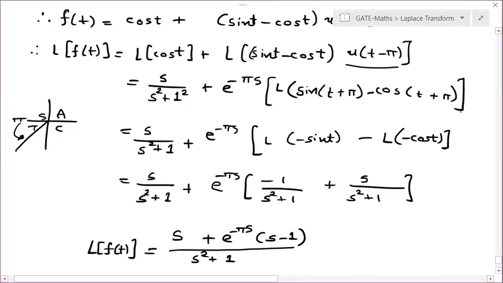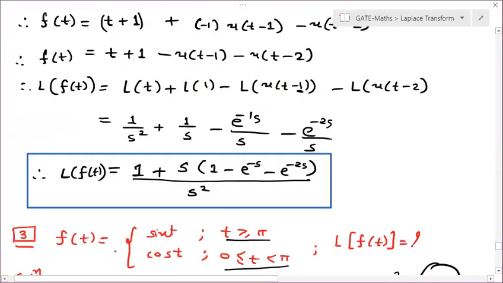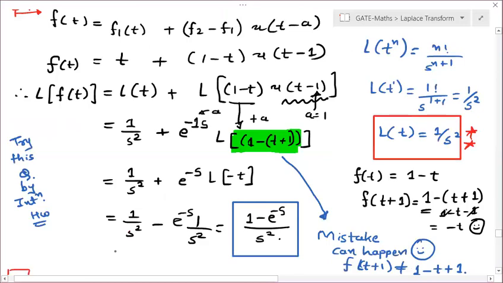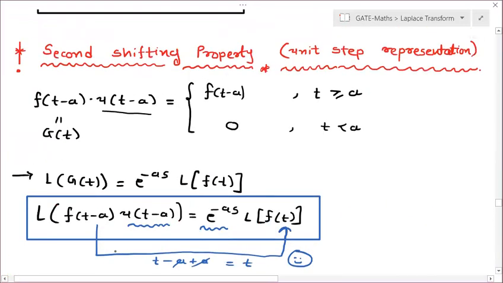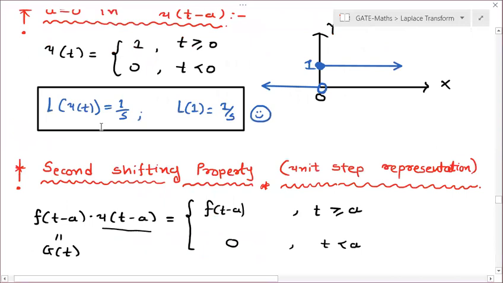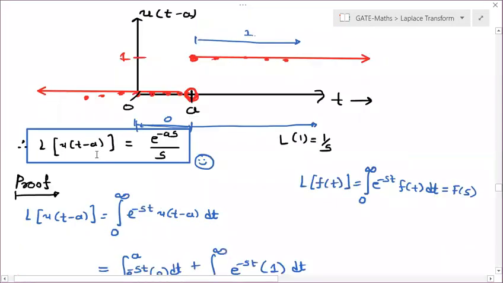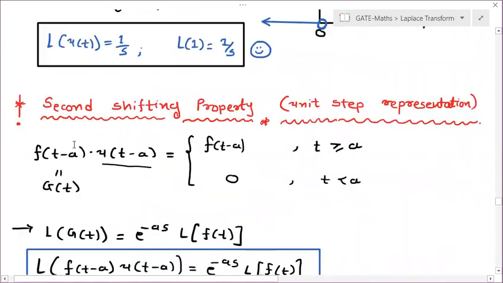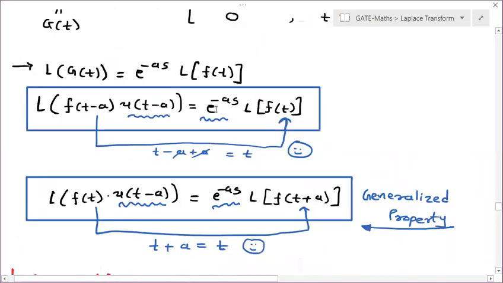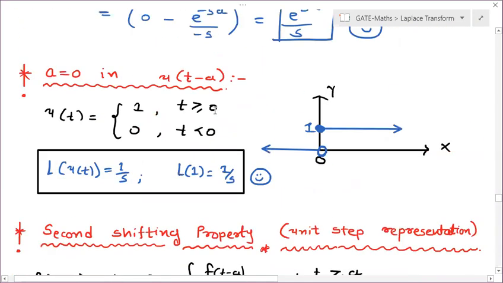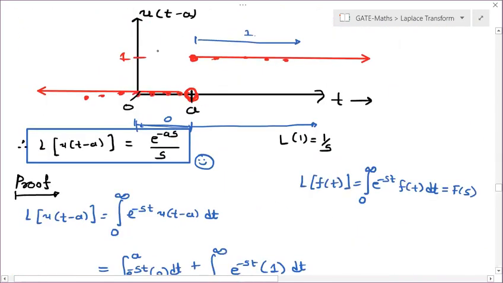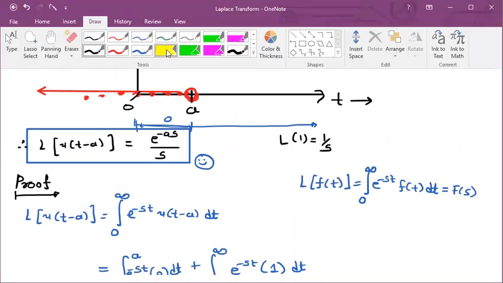Is it clear now? Because your Laplace of u of t minus a is e to the power minus as by s, and Laplace of u of t minus a into f of t minus a is only e to the power minus as. So you can remember it like this: if you have to find Laplace of u of t minus a into f, then first for u of t minus a you should write e to the power minus as.